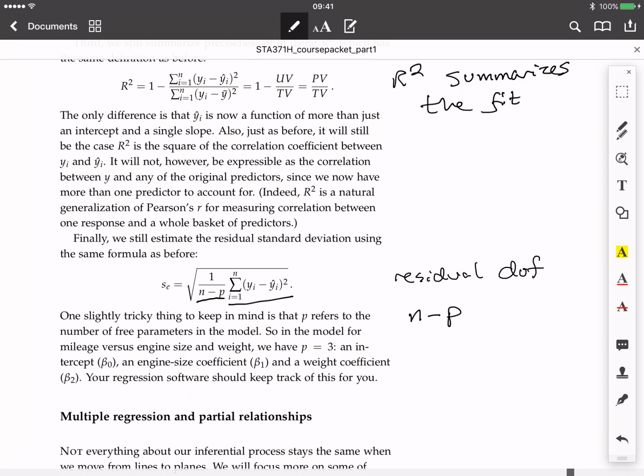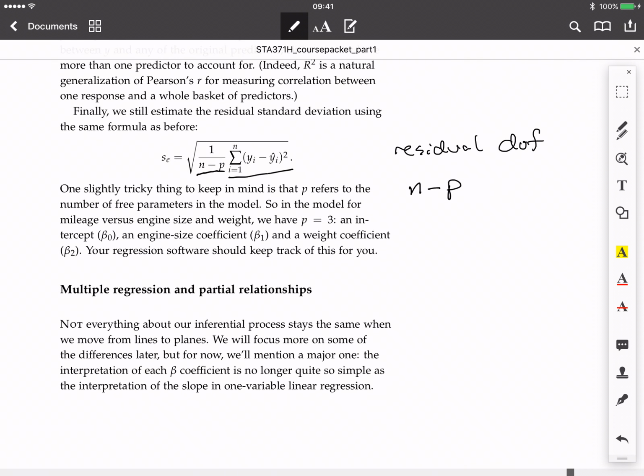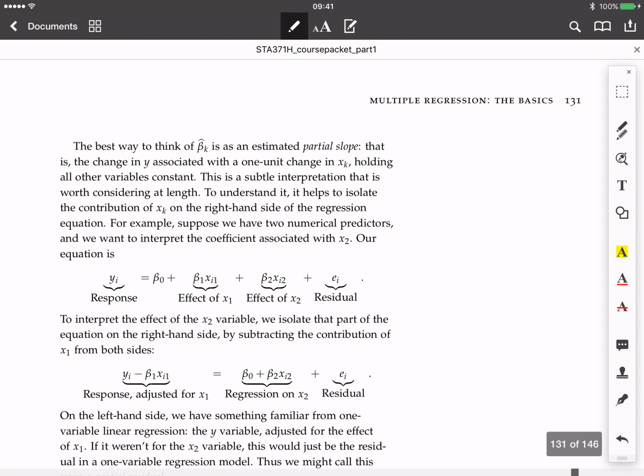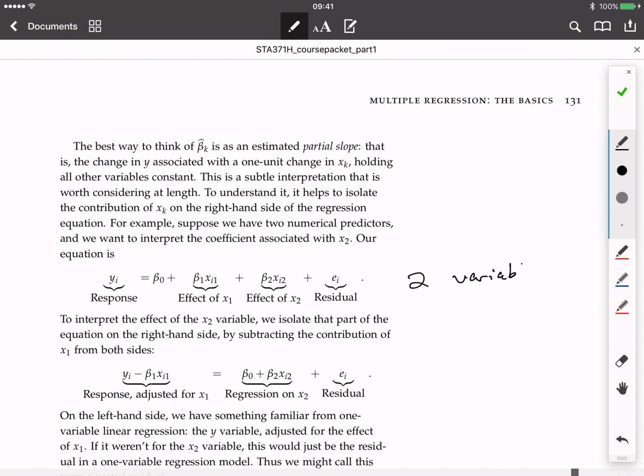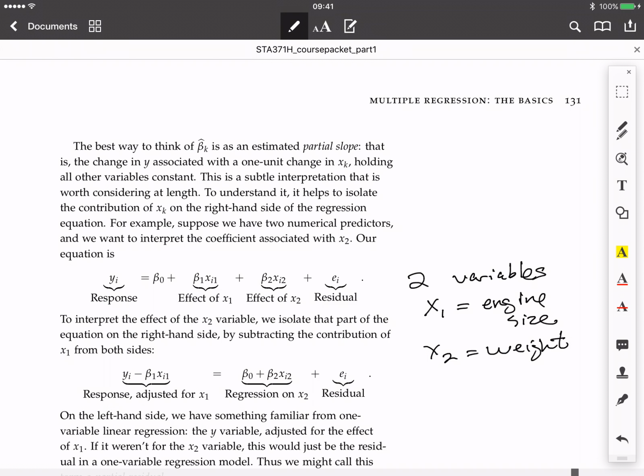Now let's ask ourselves what changes when we move from a single variable regression model to a multiple variable regression model. The most important thing that changes is the interpretation of each beta coefficient. Let's focus on that equation to understand exactly what's going on. So here is our example of a 2-variable regression equation right here. Let's be concrete. X1 was engine size from our previous example, and X2 was weight. We're saying that the outcome, gas mileage, depends on both engine size and weight, and so you have this additive decomposition of these two effects.